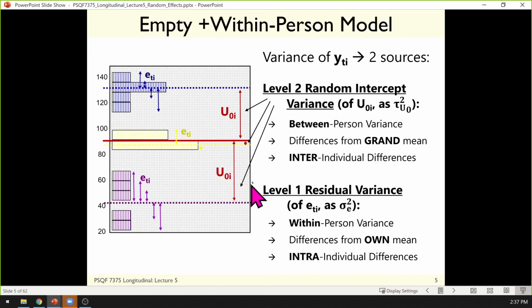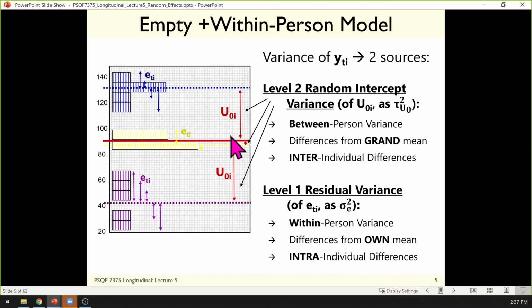All right, so back to where we were in the world of within-person ANOVA, the empty model. The first thing that we will do in any longitudinal analysis is estimate what is known as an empty means model, where we have a random intercept variance and we have a residual variance. So again with the terminology, the level 2, that's between person, that is inter-individual differences. The random intercept U right here is how far off each person's mean is from the grand mean that's given in red here.